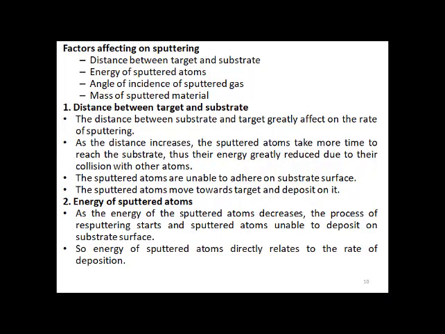Next are the factors affecting sputtering. These factors have already been discussed under sputtering yield. We will discuss them in more detail here. Number one is the distance between target and the substrate. Number two, energy of sputtered atoms, angle of incidence of sputtering gas, and mass of sputtered material.